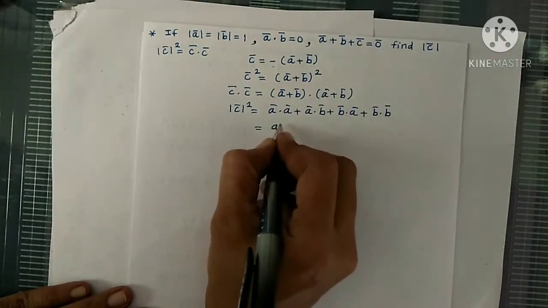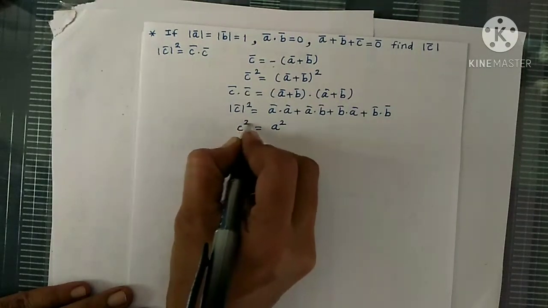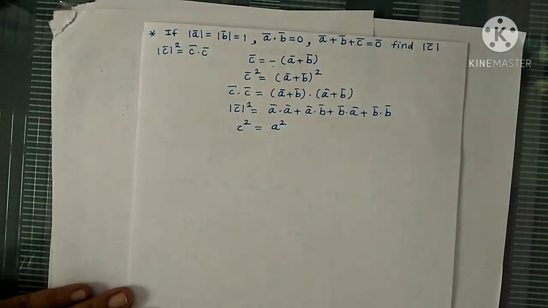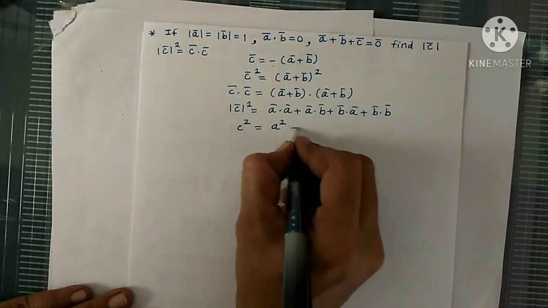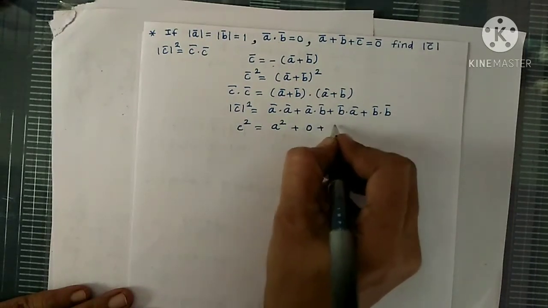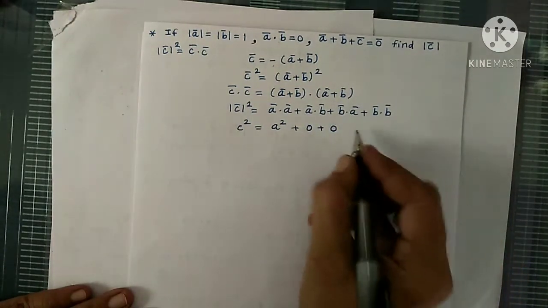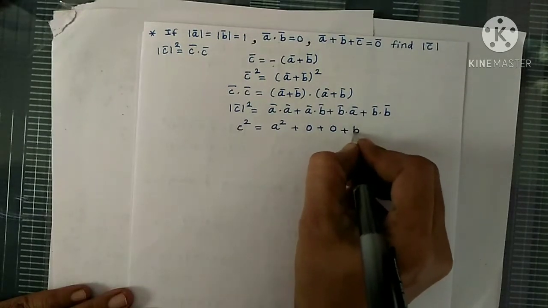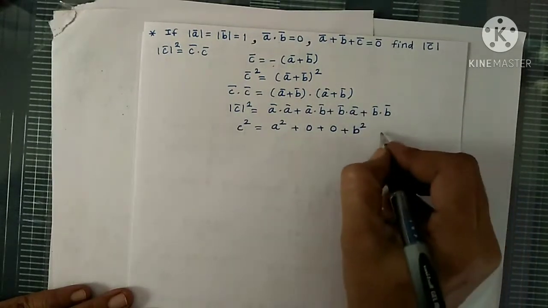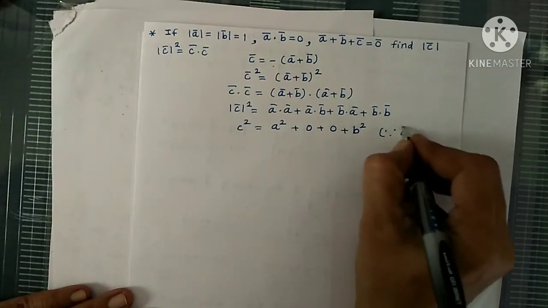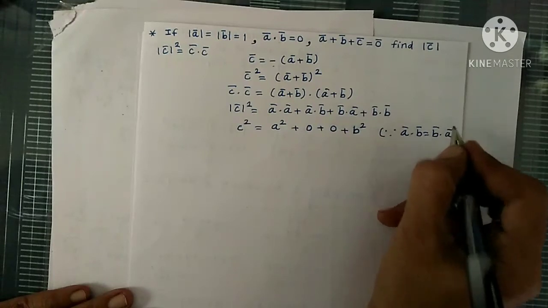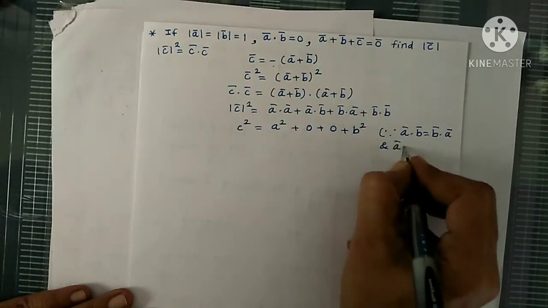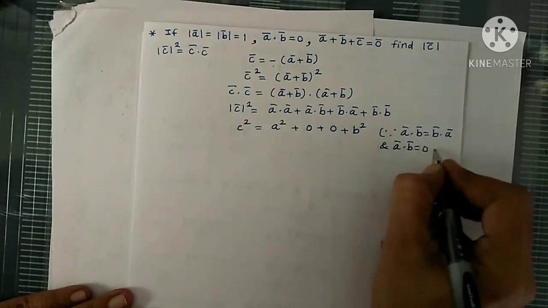So a bar dot a bar is a square. This we can also write as c square, as it is modulus of c bar square, and modulus of c bar we can write as c. A bar dot b bar is 0, it is given, and b bar dot a bar and a bar dot b bar both are the same. So 0, and b bar dot b bar is b square. The reason here is, since a bar dot b bar equals b bar dot a bar, and a bar dot b bar equals 0, that is given.